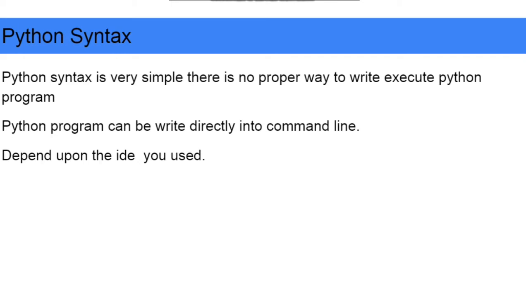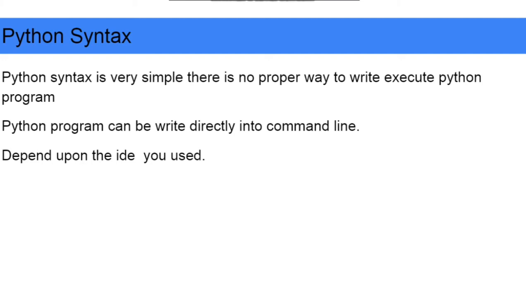A Python program can be written directly in the command line. Also there is a Python shell, so there are a lot of ways you can write. When something is written in the command line, there is no proper way of writing, just a line of code and everything will execute. So Python gives us this simple way to write your code in the Python shell, and there are a lot of ways to write your Python code.